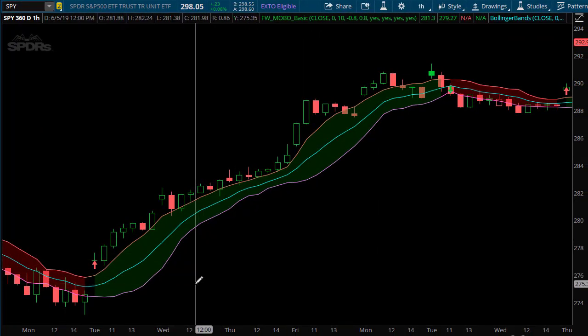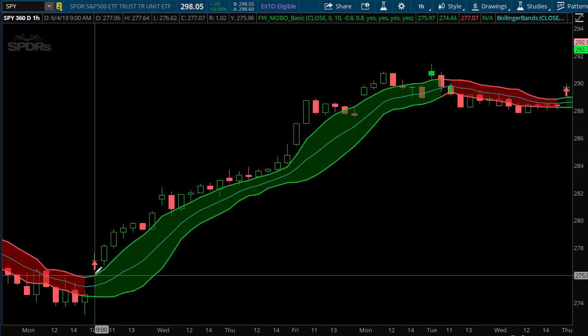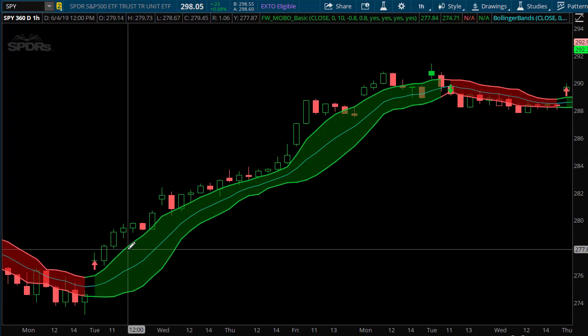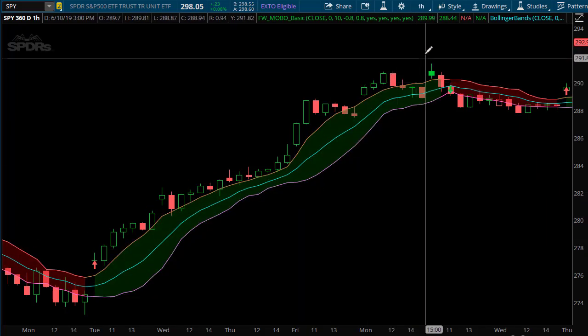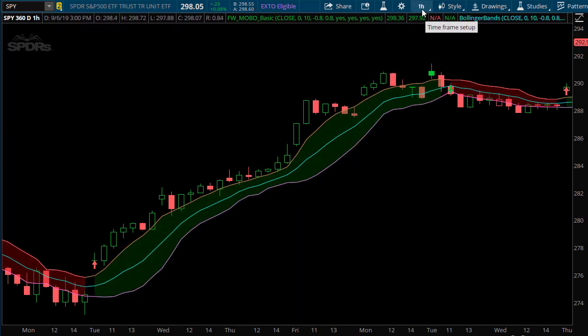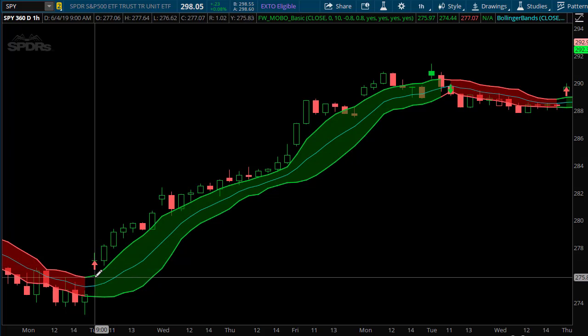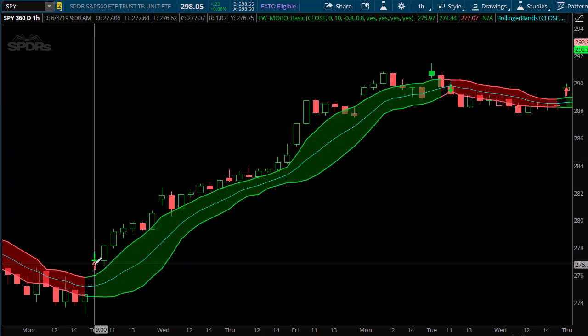It's pretty simple. The entry is when you get a close above the upper band, you're going to go long if the larger time frame is long. We're currently looking at the hourly chart, and the larger time frame I like to use is the daily chart with the hourly chart. That's a good combination for me. If the daily chart is green or has recently closed above the upper band, then we're going to trade in that direction.